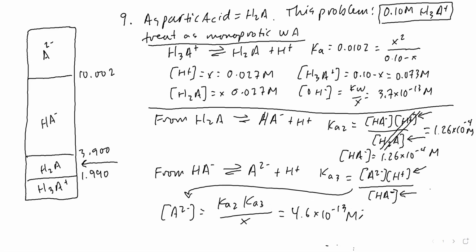Finally, the only other value we need to calculate, and it isn't a concentration, is the pH. So we're simply going to use our H plus concentration and take the negative log. And when we do that, we get our pH of 1.56. So that's how you do problem number 9. Let's go to the next problem.